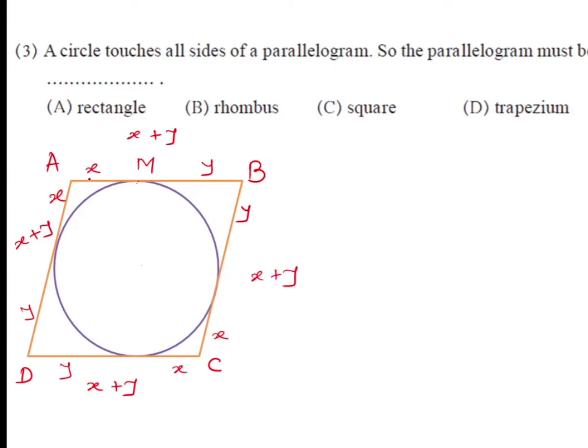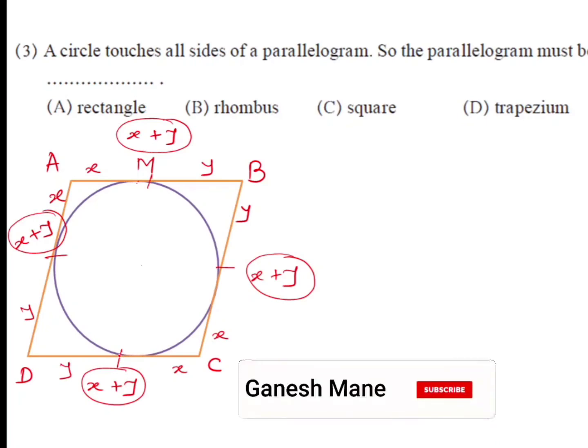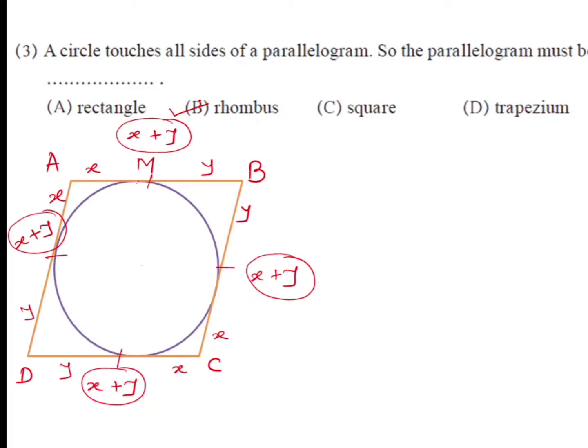So as we can observe, we have got all four lengths of this quadrilateral. AB is x plus y, BC is x plus y, CD is x plus y, and AD is also x plus y. So in short, all four sides of this quadrilateral are congruent. And we know that if a quadrilateral has all sides congruent, then it is called a rhombus. So amongst all these four options, we have the answer rhombus, that is alternative B is the correct alternative.